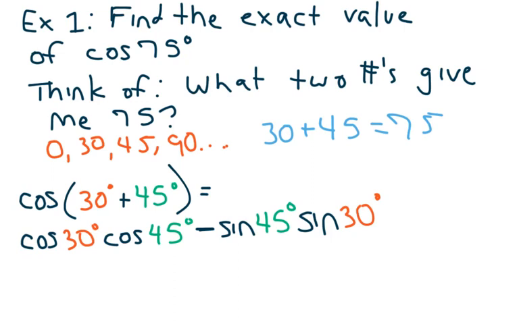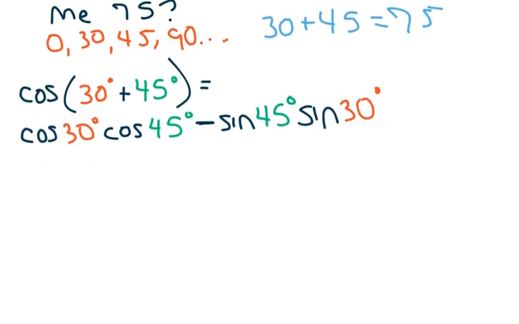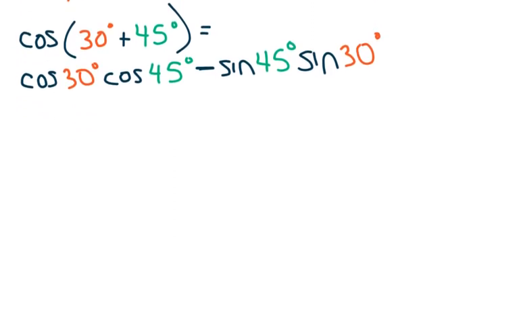Alright, so now all we need to do is go to the unit circle. Okay? If you haven't already done so, make sure you pull that out. We're going to need it, although you should have the unit circle memorized by now. So on the unit circle, cosine of 30 degrees is root 3 over 2. So I'm going to replace this function with root 3 over 2.